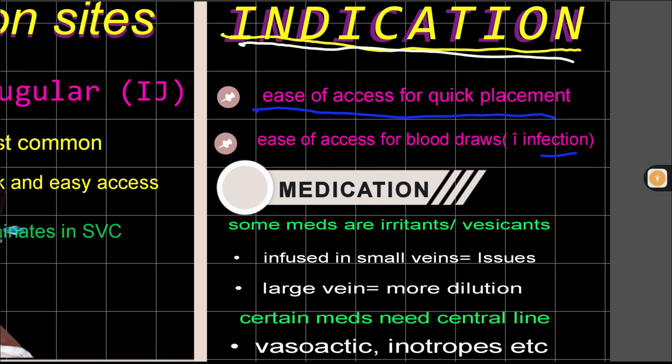Next indication is ease of access for blood draws. Of course, if you have a central line and you're working in a critical area, it's very helpful how quickly you can get blood samples and send them to the labs. Although there's actually a high risk for infection. The more you access your central line, the more possibility of introducing an infection to the patient. Why? Because that's actually a portal of entry for bacteria to grow. So later on, in the care and maintenance, I'm going to discuss how you are going to properly take care of your central line.